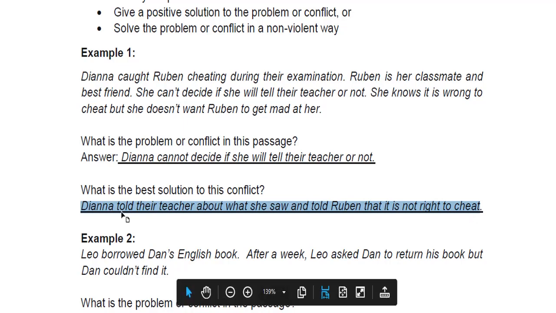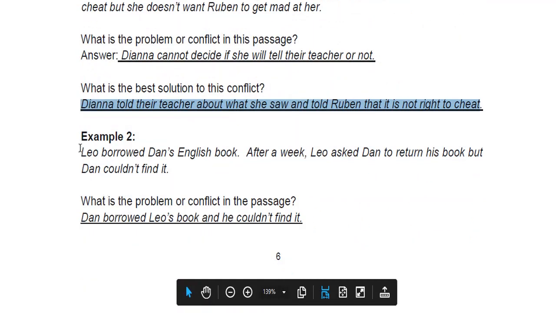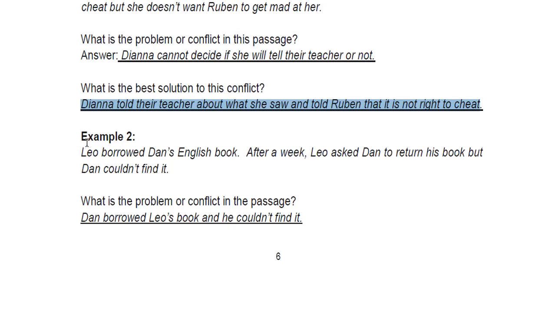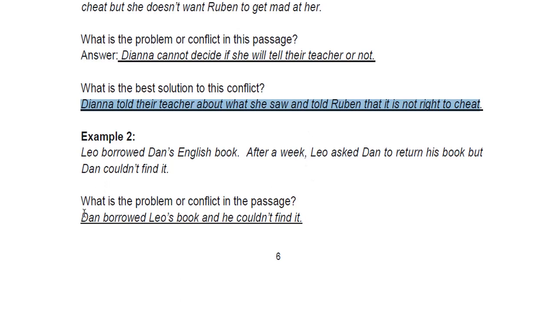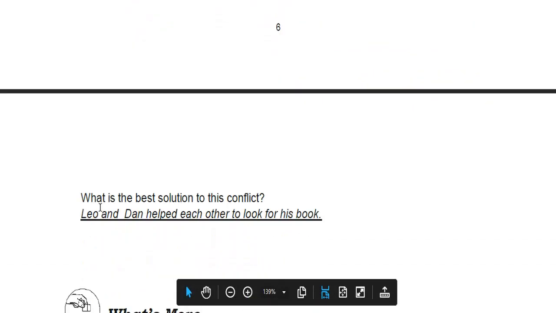does a good thing. Next, example number 2, Leo borrowed Dan's English book. After a week, Leo asked Dan to return his book, but Dan couldn't find it. So, of course, the problem here is Dan borrowed Leo's book, but he couldn't find it. So, what should be the best solution to that problem? Leo and Dan help each other to look for the missing book.